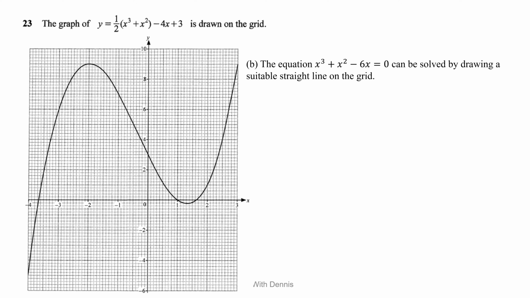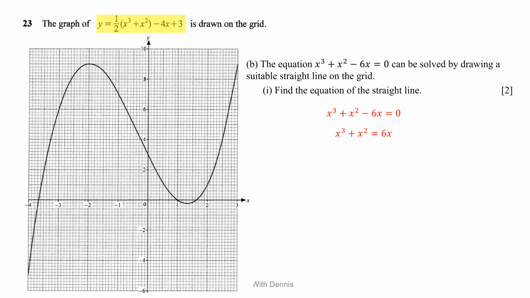B. The equation x cubed plus x squared minus 6x equals 0 can be solved by drawing a suitable straight line on the grid. Find the equation of the straight line. 2 marks. Alright, so given this equation, x cubed plus x squared minus 6x equals 0, what we have to do is modify this equation so that the left hand side will be the same as half times x cubed plus x squared minus 4x plus 3, so that we can let the whole thing be y.